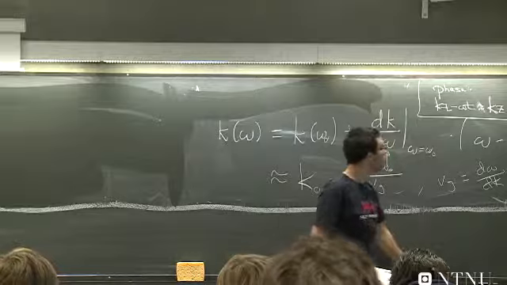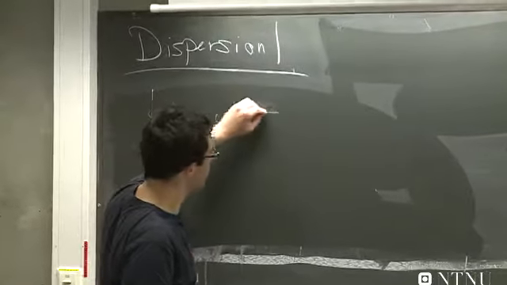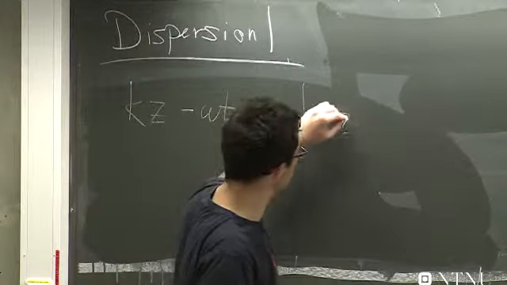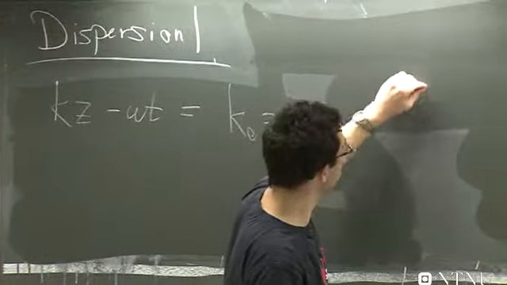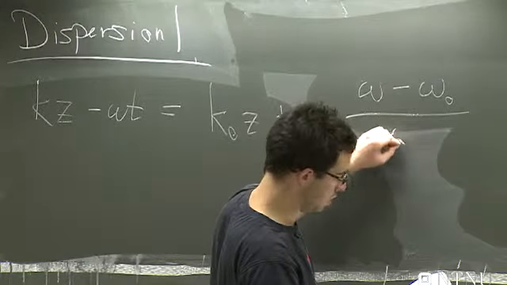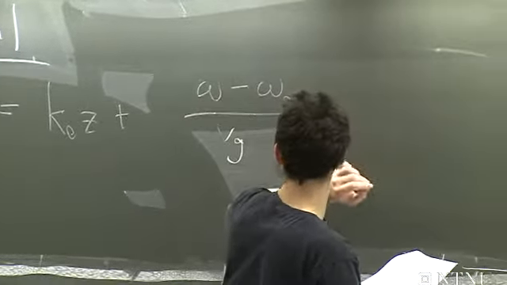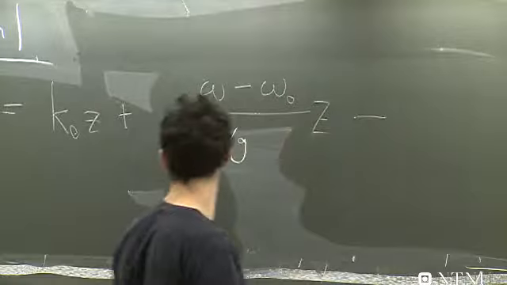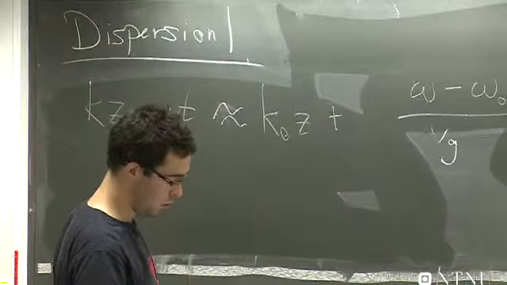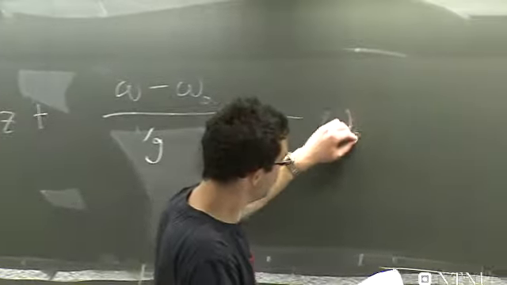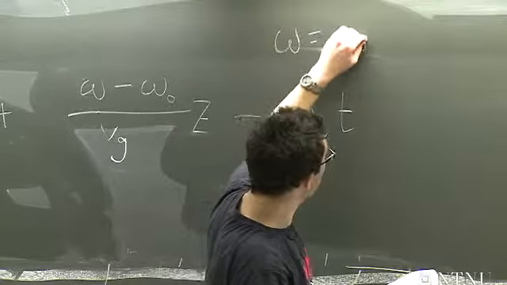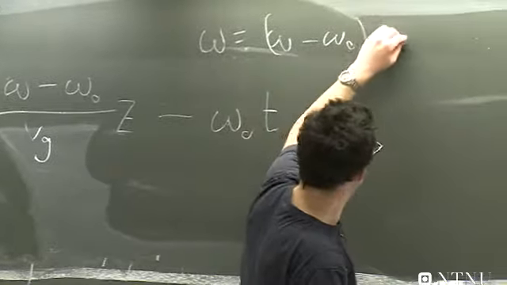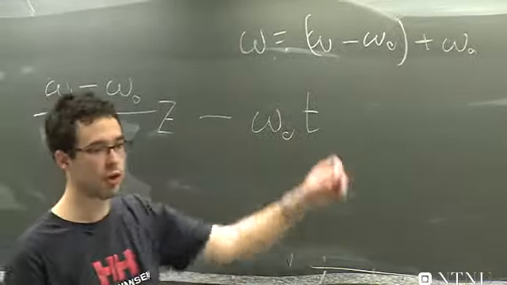Let's keep this for now. Okay, so k(z, ω) t is equal to the k0 z plus (ω minus ω naught over Vg) times z, this should be approximate, and ω naught t, because I can write ω as ω minus ω naught plus ω naught. This is trivial, right? Because I add and subtract the same constant.